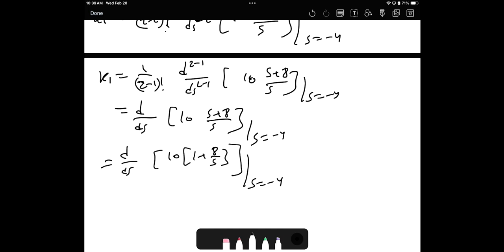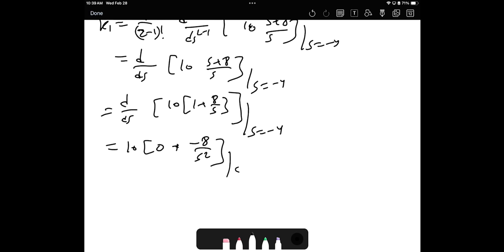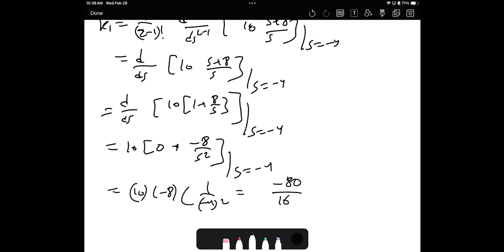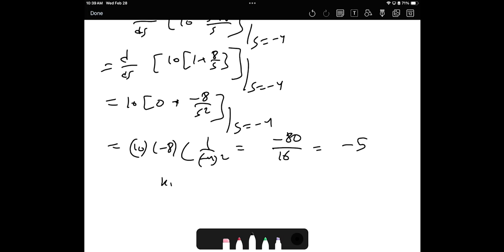Substitute this one, s equal to negative 4. Then the derivative of 1 will be 0, plus 8 over s will make it negative 8 over s squared. Then substitute s equal to negative 4. Then it will be 10 times negative 8 times 1 over (negative 4) squared, which will make it negative 80 over 16. I think it will be negative 5. So k1 equal to negative 5.